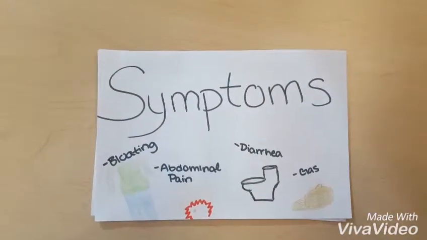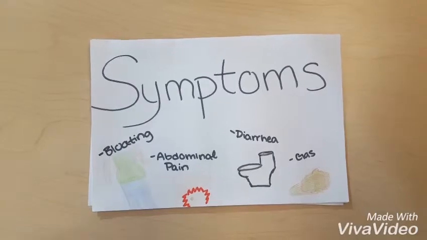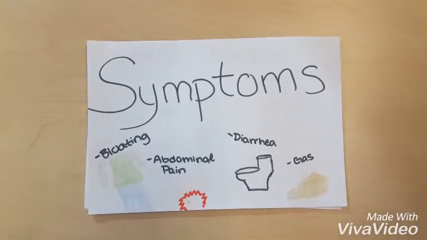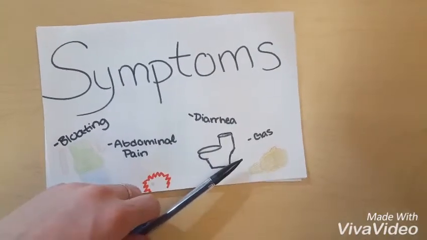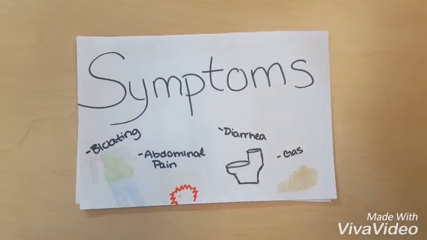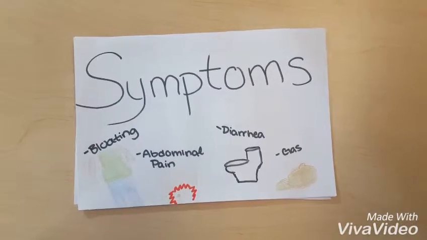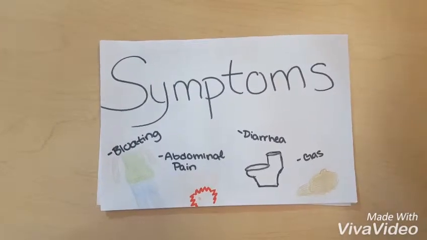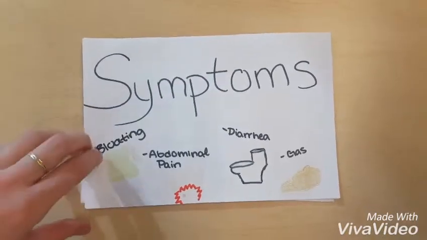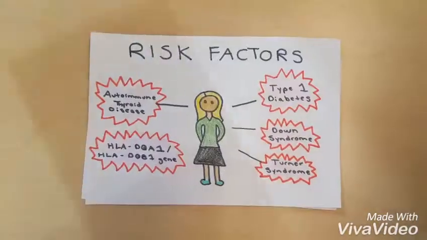Symptoms. When the body is affected by celiac disease, many symptoms occur, such as bloating, abdominal pain, diarrhea, and gas. Most of these symptoms occur due to nutrients not being absorbed in the small intestine and because the intestine becomes inflamed. Diarrhea and weight loss are caused by malabsorption.